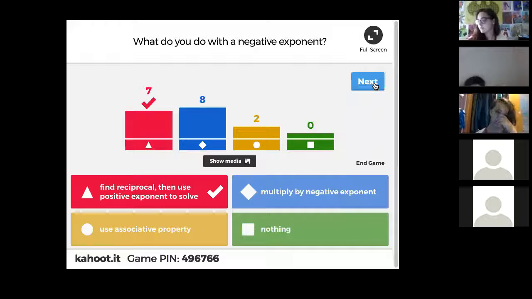Reciprocal, it's another fun math word. It's just a flipped fraction. So if you had a number like, say, 3 to the negative 2, you would flip that and say that's 1 over 3 to the second power. And you change that from a negative to a positive. Sorry, I can't get into much detail right now during the game.